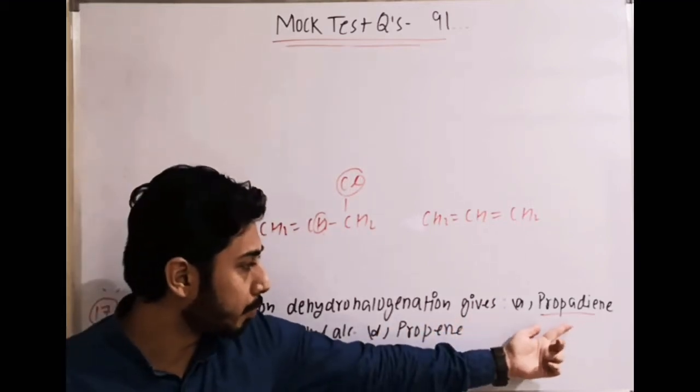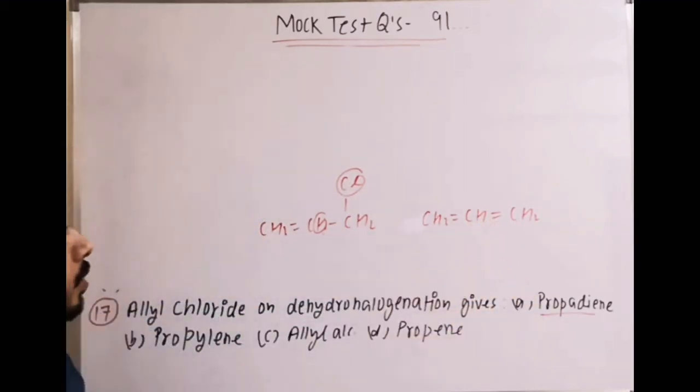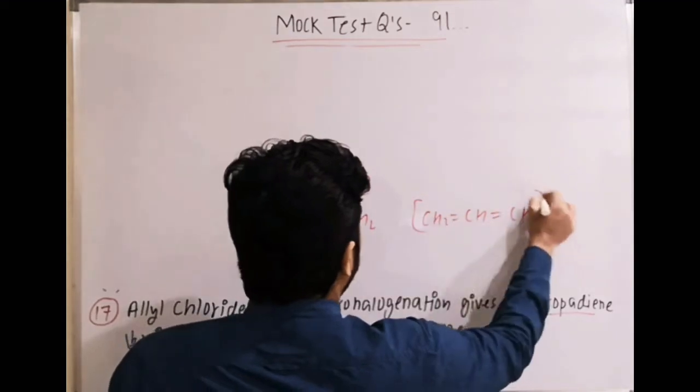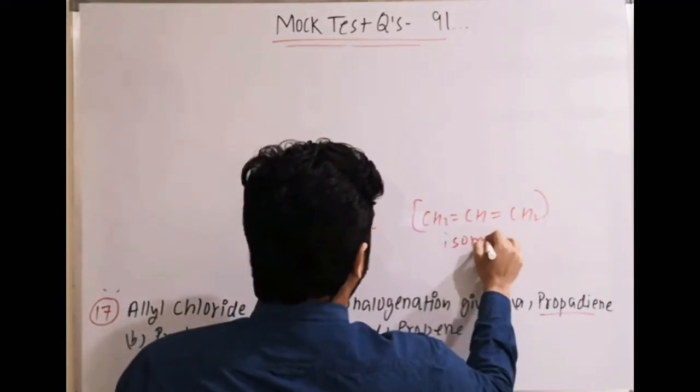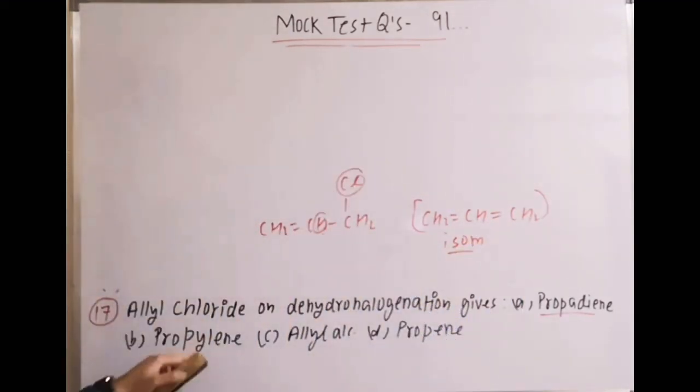So A, which is propadiene, is formed, and it undergoes isomerization to give the terminal alkyne as the product.